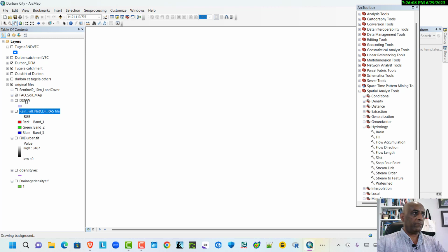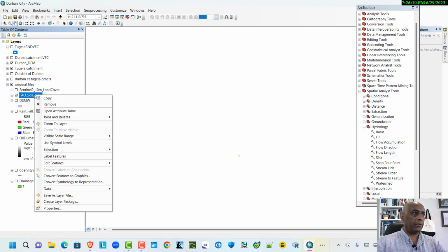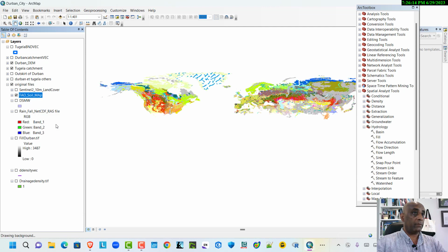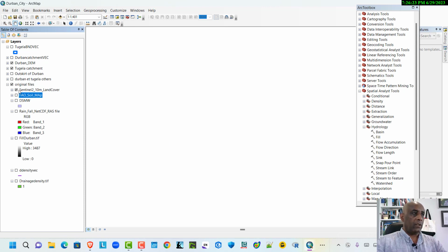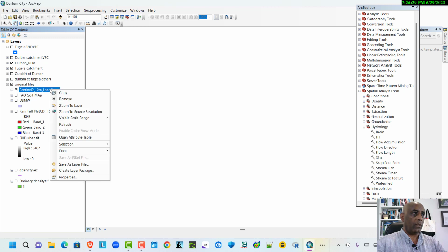And the soil map. That is a soil map of the whole world, and we have to extract it for the catchment we are going to study. This is the land cover.